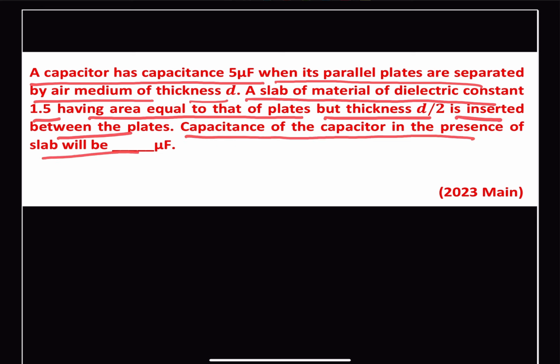So we are given that we have a capacitor, and let us suppose its capacitance is given as C, which is our 5 microfarad, and its thickness is given as d, and area let's suppose A. In the second case, a slab is introduced between the plates whose thickness is d by 2.